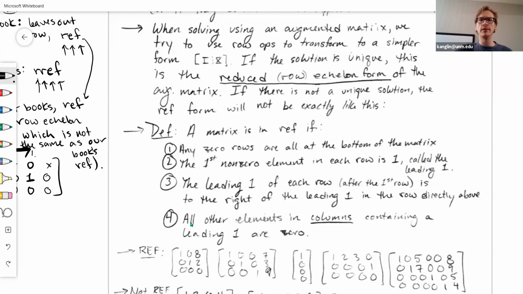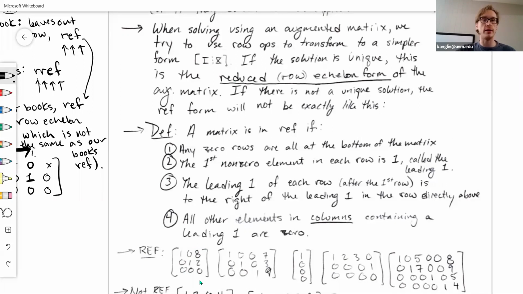And let's see, yeah, all other elements in columns containing the leading 1 are 0. Here's a leading 1, all the other elements below it are 0. Second row, here's a leading 1, all the elements above and below are 0. In the last row, there is no leading 1, so no extra requirements there. And this 2 and 8 are perfectly fine. So this is the sort of form that we might end up with, and after doing this row reduction, we might end up with something like this. Instead of that identity in the left square that we're used to from the last video, we might end up with something like this if there's not a unique solution to our system.